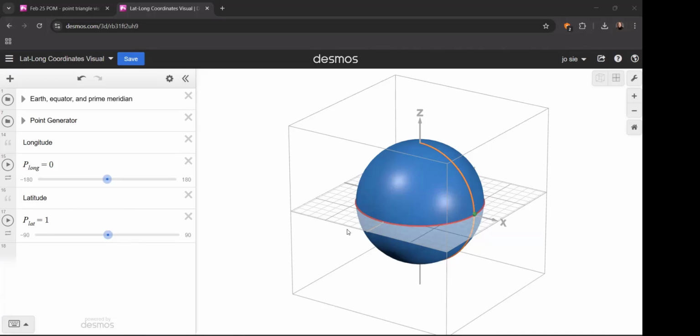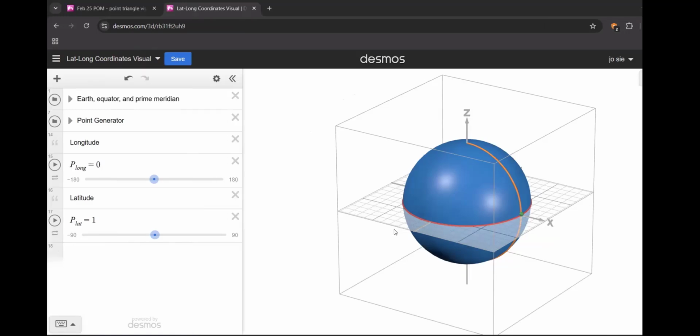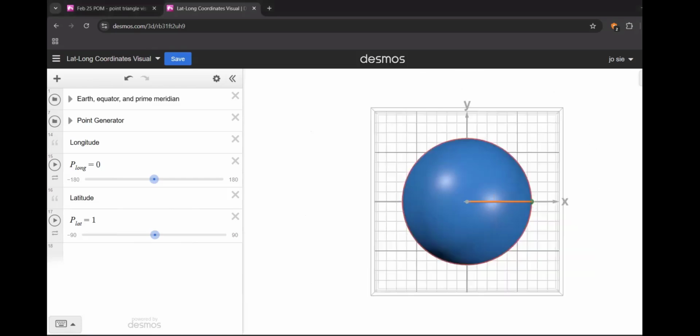So to reiterate a little bit of what we talked about in the video with the orange, here I've got a graph representing the Earth, and on this graph, the red line is the equator, and the orange line is the prime meridian, and then we've got a point here. If I look at the Earth from the top, from the North Pole, and I change my longitude, we can see starting at the prime meridian, when I increase, I'm moving around the Earth.